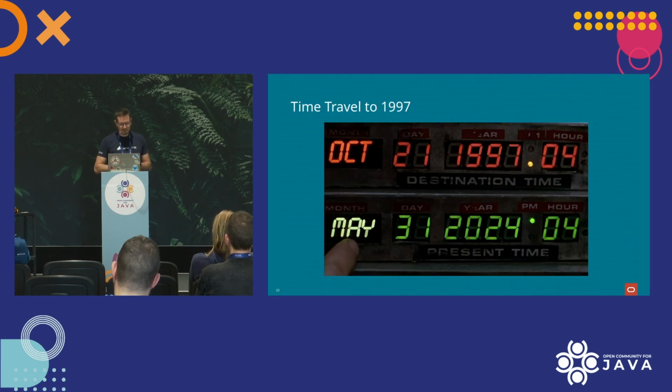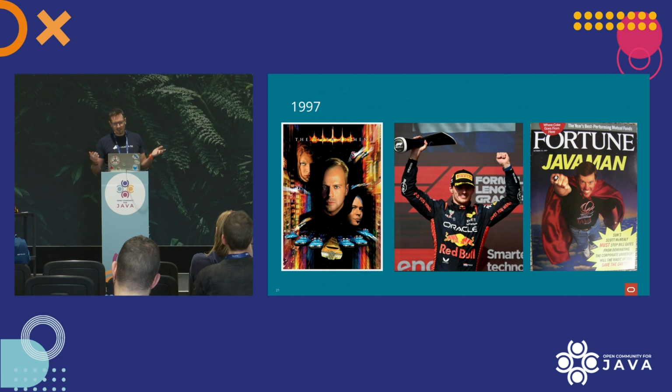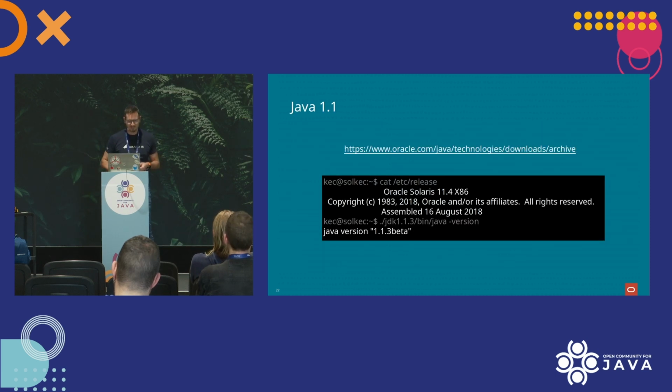We will time travel into 1997. Why 1997? Because it was a pretty cool year. Bruce Willis still has hair, right? Max Verstappen is born. And Sun CEO Scott McNealy is on the cover of Fortune magazine dressed as a Java man. So it's a pretty cool year for Java. And in 1997, Java 1.1 was already out, which is the earliest and easiest JDK you can try the green threads on right now.